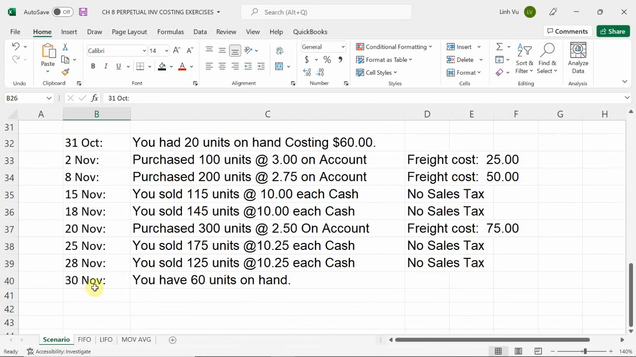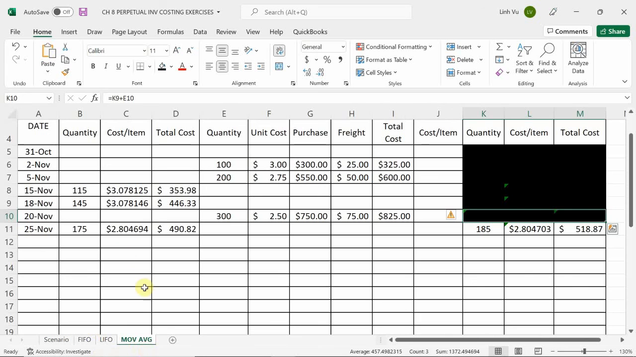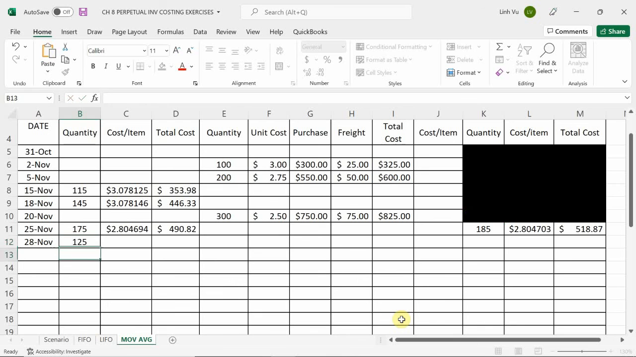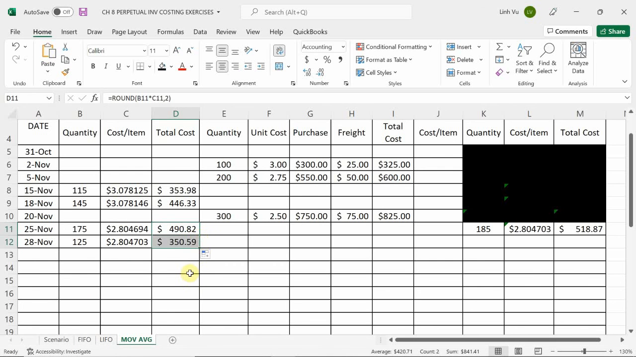Okay. All right. Last but not least, on November 28, you end up selling 125 units, which left you with 60 units left on hand at the end of November 30th. Okay, so we're going to sell our last 125 units, okay? At what cost? 2.8047. Okay, so what's my total cost of goods sold here? $350.59. So let's adjust our inventory.